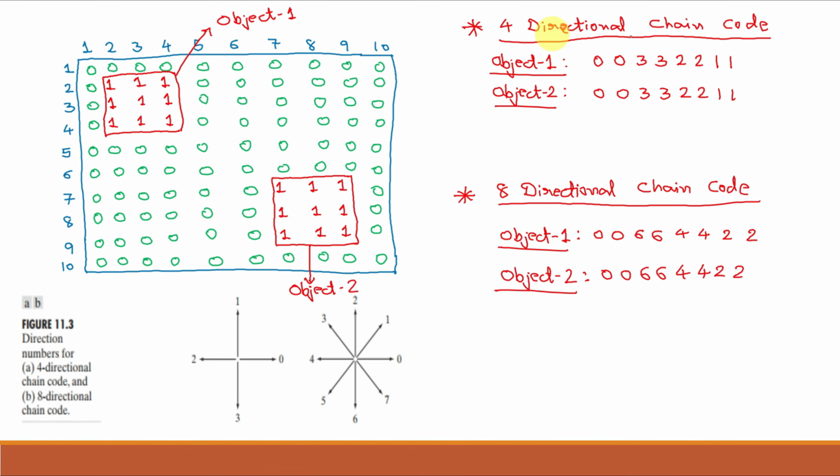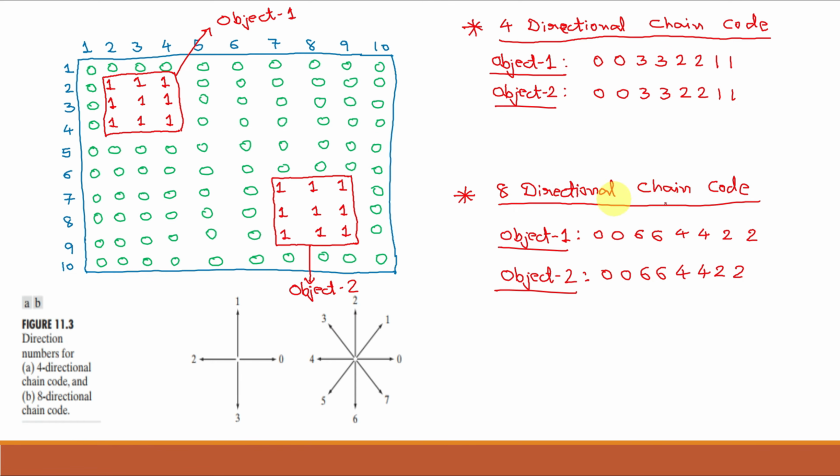So if we write the 4 directional chain code for object 1, then it will be twice the movement in the right direction, that is 0. So object 1 will be 0, 0. Then it comes down 2 times. So 3, 3, because for the 4 directional chain code, it is 3 in the down direction. Then it goes towards the left. Left is 2. So 2, 2. And finally, it goes up twice. In the up direction, it is 1. So 1, 1. Similar will be the 4 directional chain code for object 2.